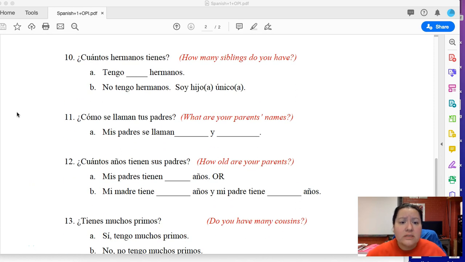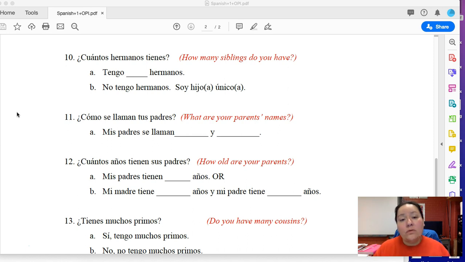¿Cuántos hermanos tienes? How many siblings do you have? Now, if you have at least one sibling, then look at A. Tengo, then you give me the number, hermanos. If you only have one sibling and it's a brother, you would say tengo un hermano. If you only have one sibling and it's a girl, you would say tengo una hermana.